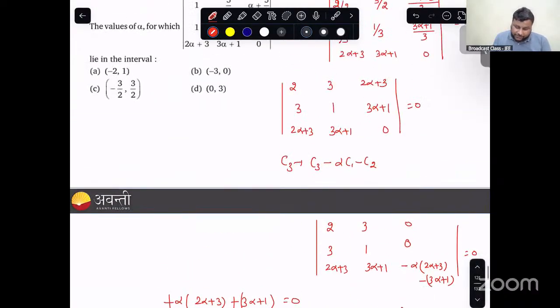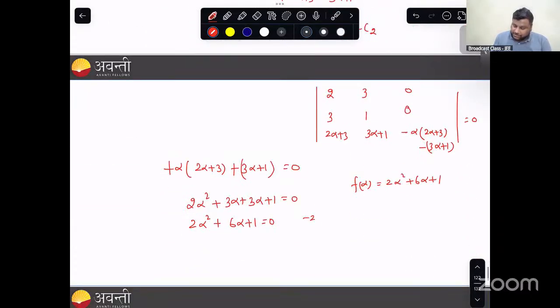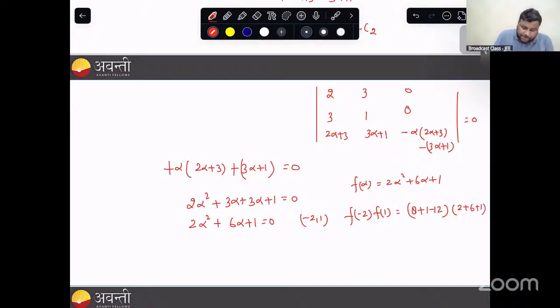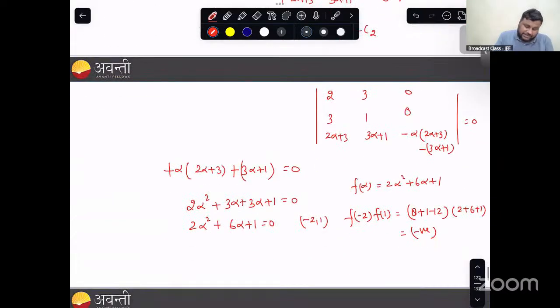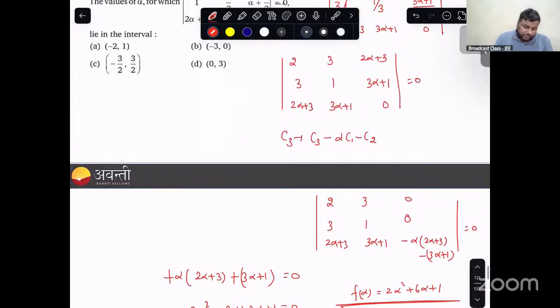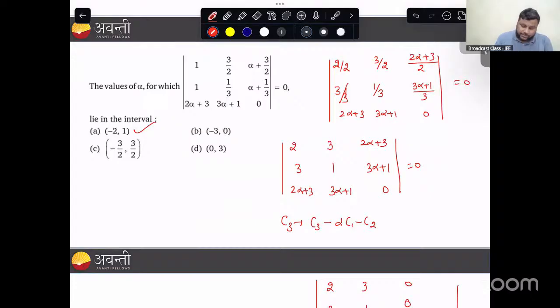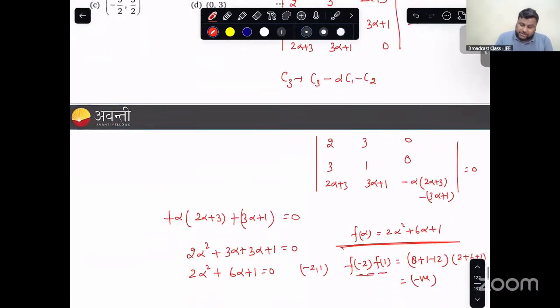Fine. Check for the first option, in minus 2 comma 1. How about f of minus 2 into f of 1? F of minus 2 is going to be 8 plus 1 minus 12, and f of 1 is 2 plus 6 plus 1. That is negative. Means one root of this equation lies in minus 2 to 1. So this is correct. No other option will come correct.